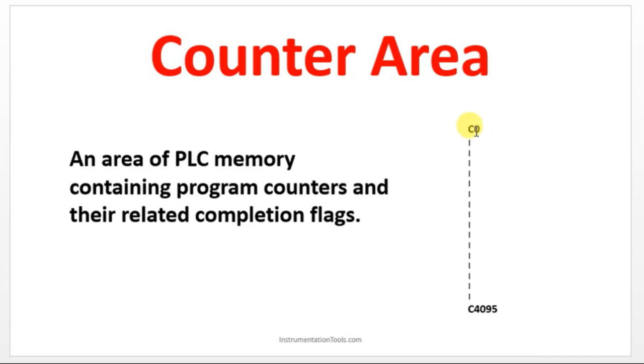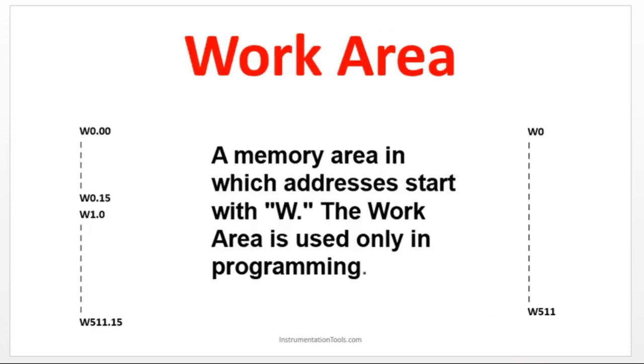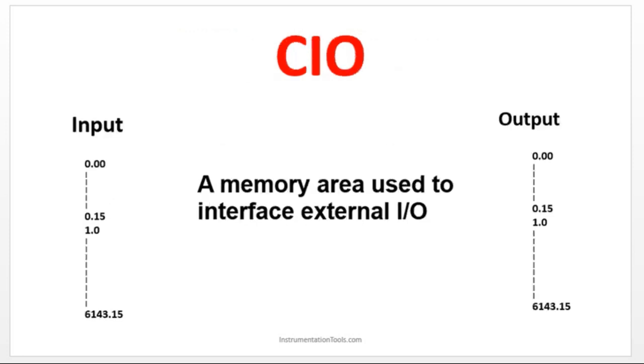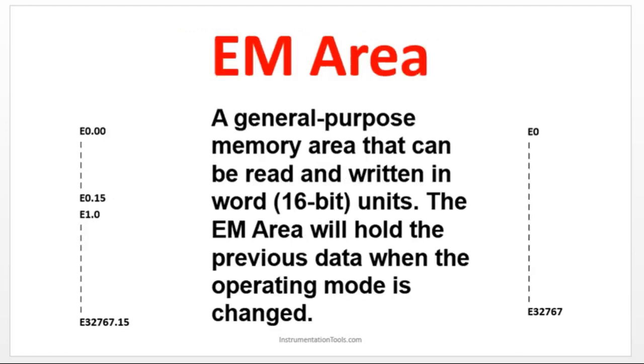So if you are using one counter and one timer, for the counter you will be using C0000, and for the timer you cannot use the same address. You should give something different. C0000 is already used for the counter, so you should use some other address for the timer. So like this we have addressing in Omron. Once we start the programming, we can make use of this addressing for our IOs.